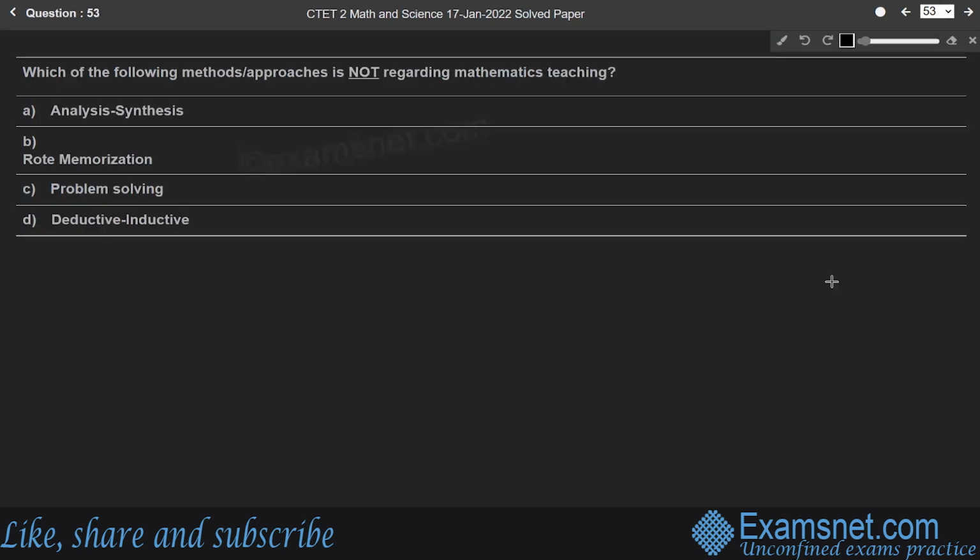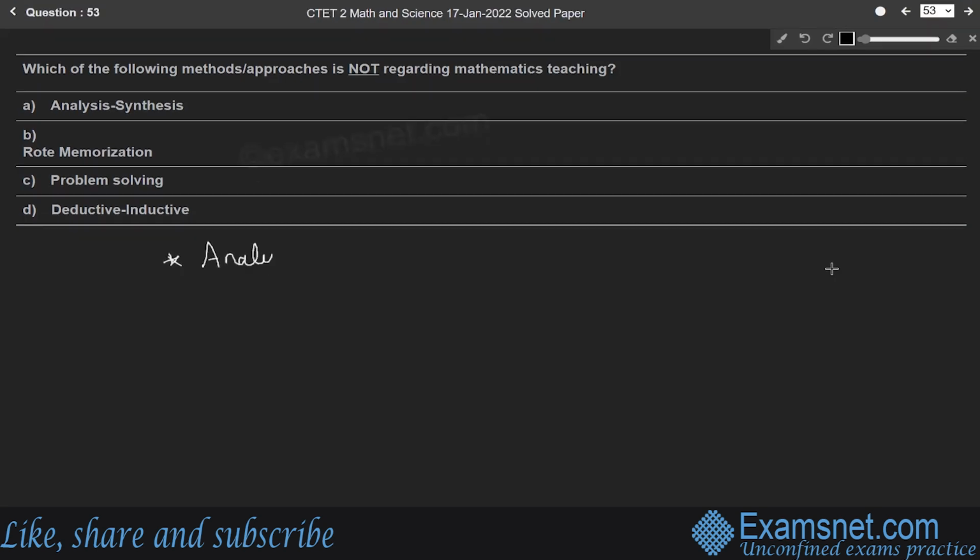Question 53. Which of the following methods or approaches is not regarding mathematics teaching? Analysis, synthesis, rote memorization, problem solving, deductive, inductive. Teaching approaches or methods are the strategies adopted by the teacher to assist the students throughout the learning process. So approaches or methods to mathematics teaching are analysis, synthesis, problem solving method, and deductive, inductive.